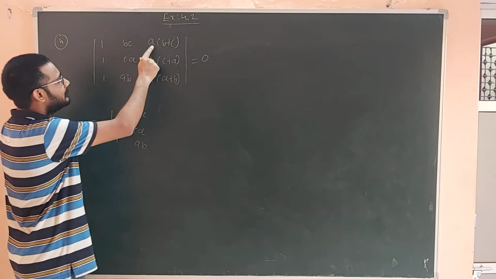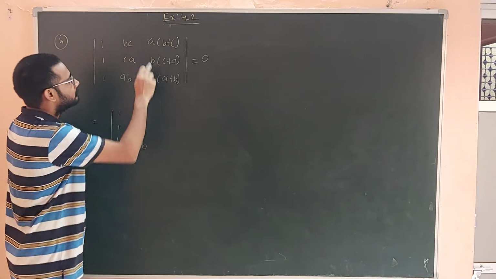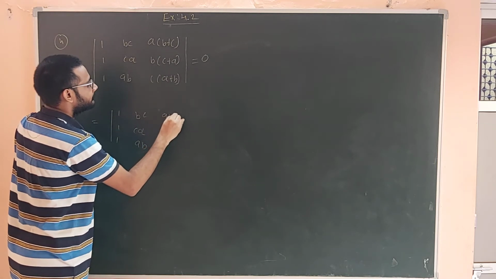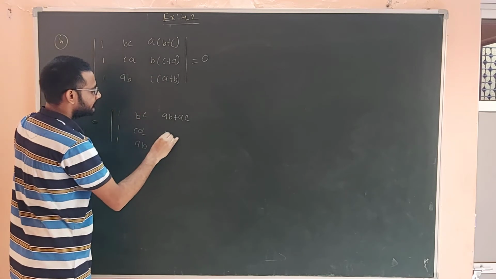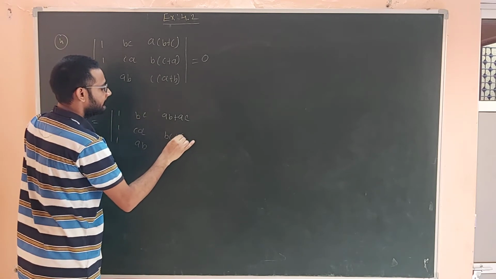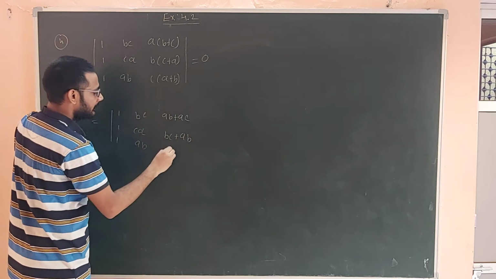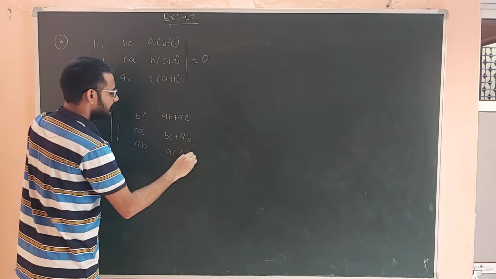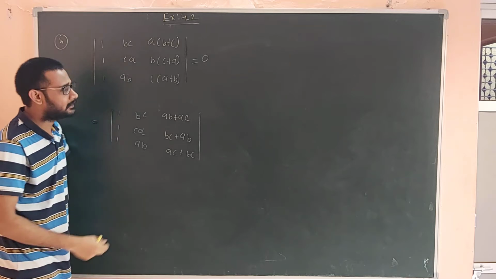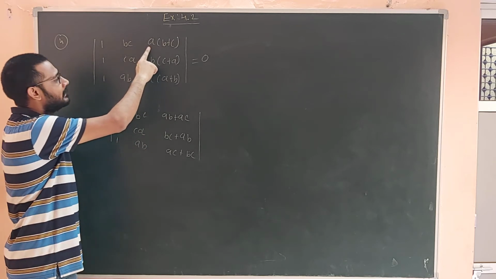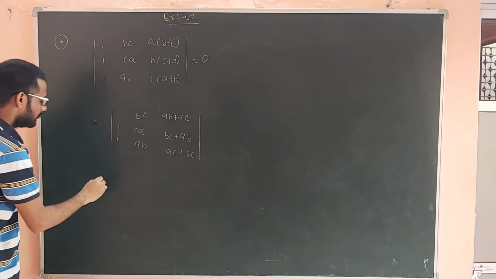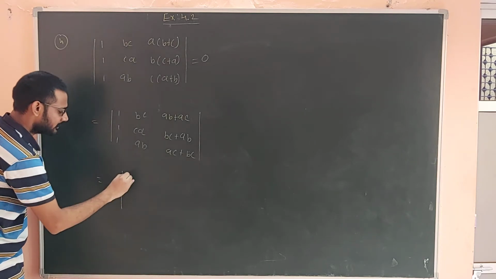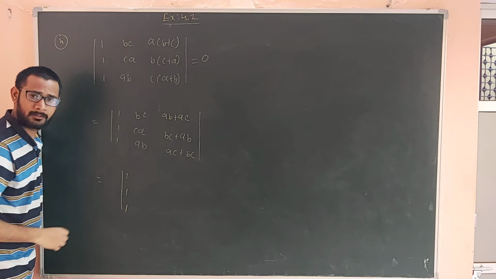Now we multiply A into the bracket, so it becomes AB plus AC. Here again BC plus AB. Then AC plus BC. In the third column I multiply A into the bracket, B into the bracket and C into the bracket. Now write the first column as it is.